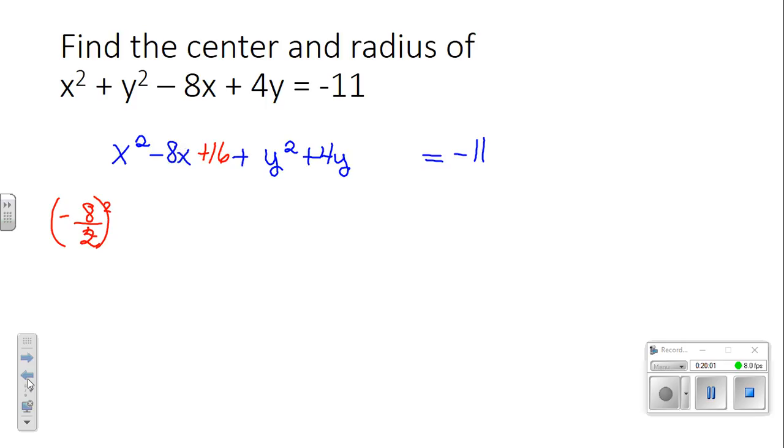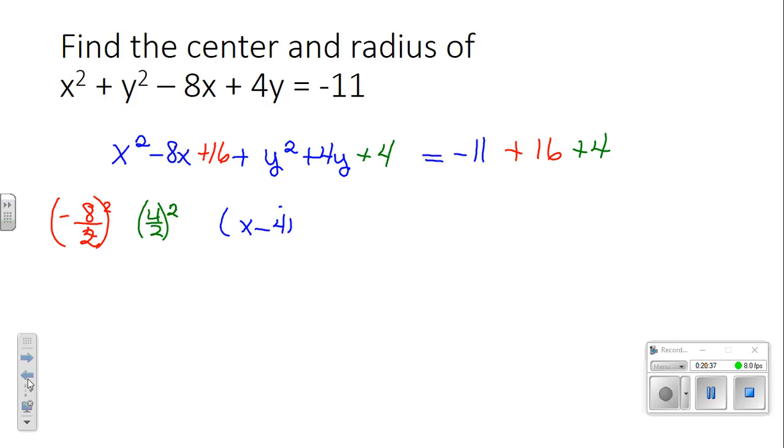So if I add 16 to this side, I've got to go way over here to the other side and add 16. Now what? Half of 4 is 2, squared is 4. So we're adding 4 as well, to the right side too. Now I've got a perfect square trinomial here by design. We can write it as the binomial squared: (x minus 4) squared plus (y plus 2) squared equals 1.